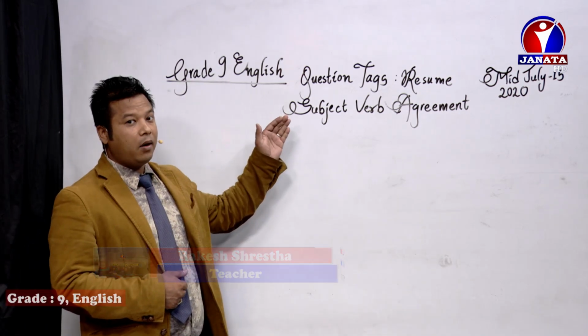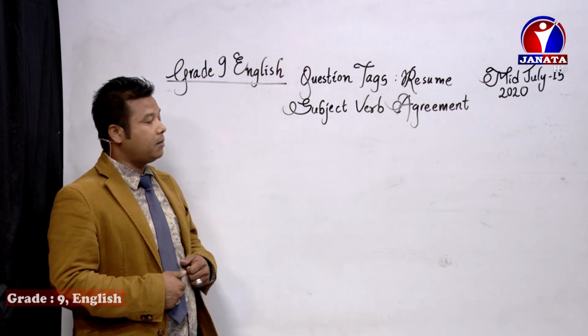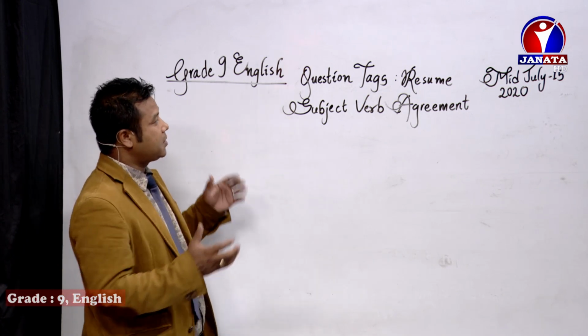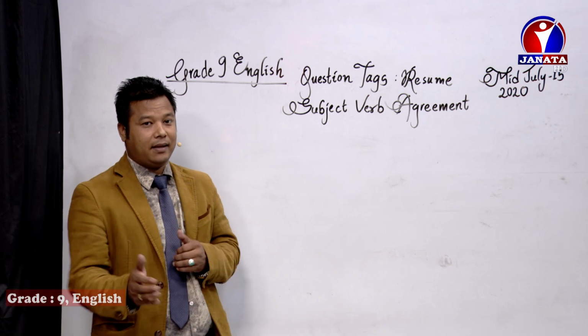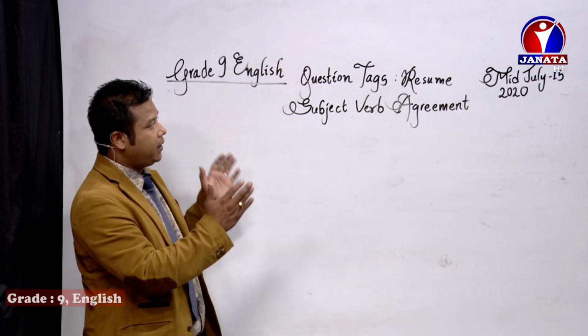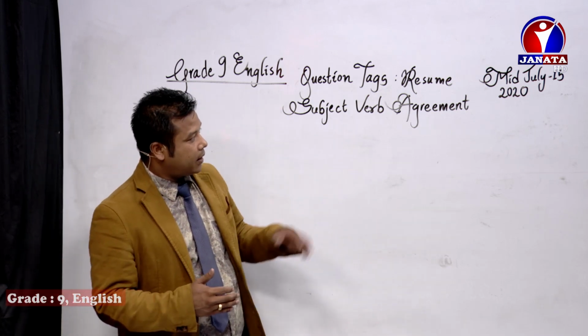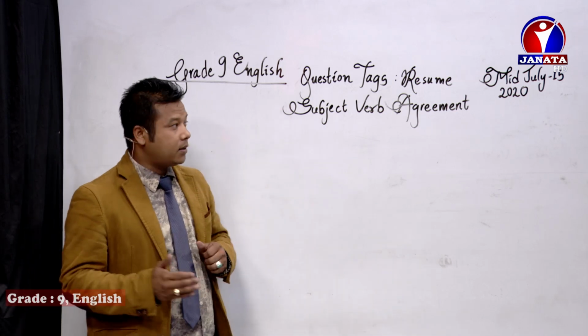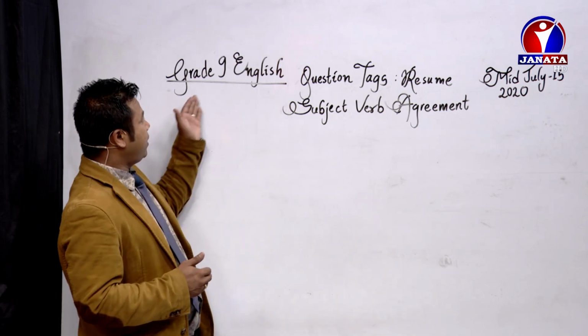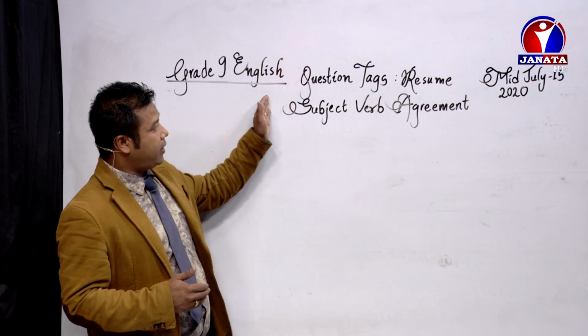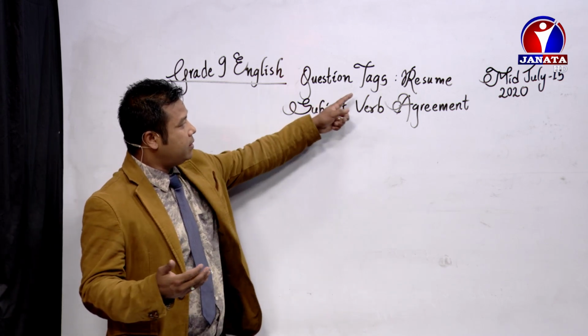Right here on the board, you can see what I've written. Let me just make sure that whatever I've written is correct, okay, because I was hasty. I didn't have sufficient time to write things on the board. So today is mid-July 15, Wednesday 2020, grade 9 English. That's correct. And question tags resume.